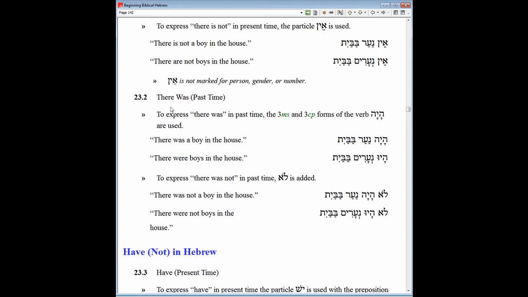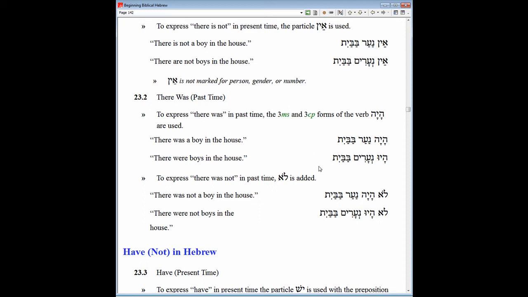Now, to express there was in terms of past time, as Futato notes, there was in past time uses the third masculine singular and the third common plural forms of haya. So haya, there was na'ar, a boy in the house. And in this case, when there's a plural, the form will change because haya is just a normal verb lemma. It's going to take its own person, gender, and number. And here we have hayu. There were boys in the house. Again, this is very easy to translate, but he's putting this one in here because it goes with the concepts of either something is or is not. Again, particles of existence or non-existence. So he adds his discussion of haya here.